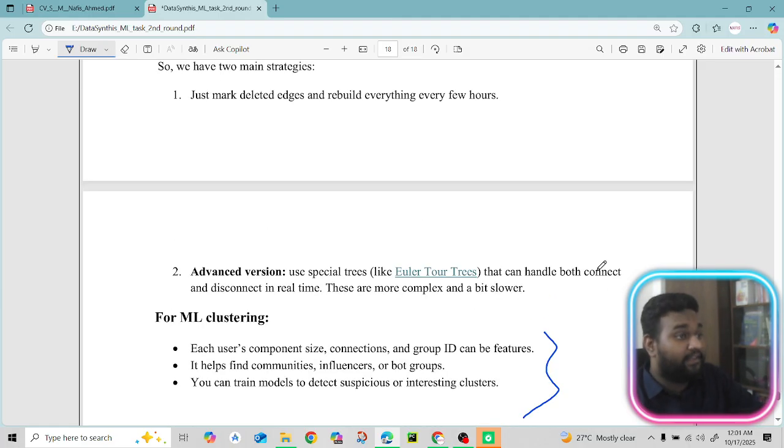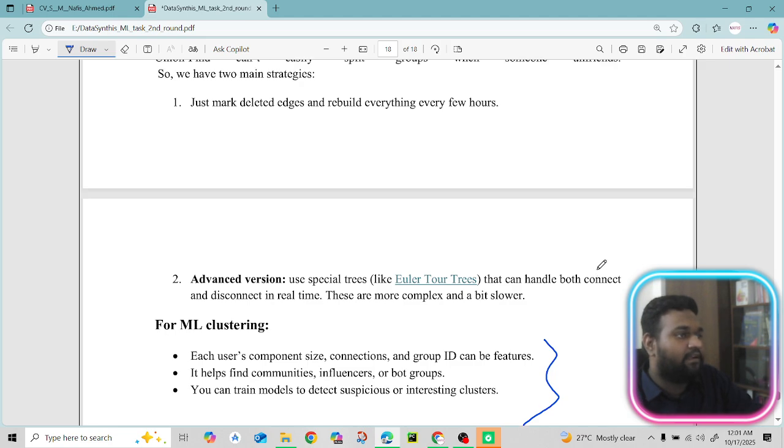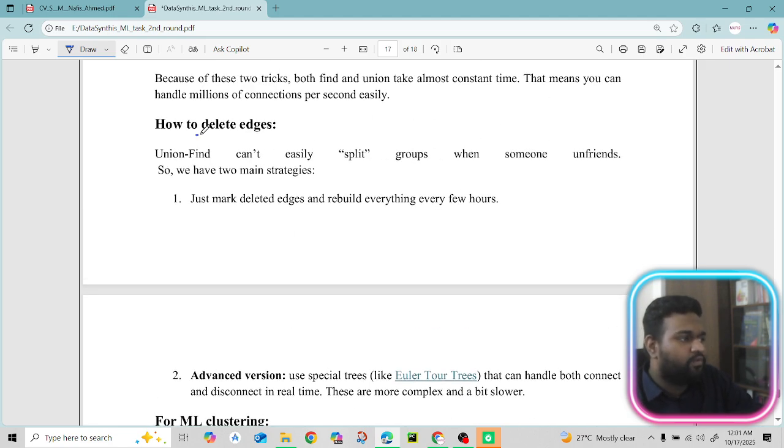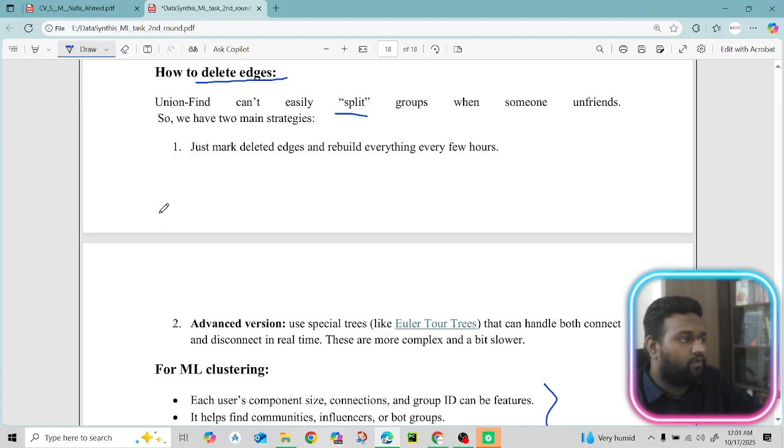But there is an important thing that I have missed: when we want to delete, the splitting operation is not an easy thing for the union find data structure. So how can we do that? There are two ways. The easy way is to just mark the deleted edges and rebuild everything after a few hours. This is the easy way to do it, but it is not an efficient way. There is another efficient way, which is advanced.